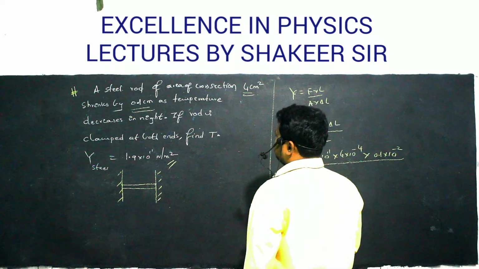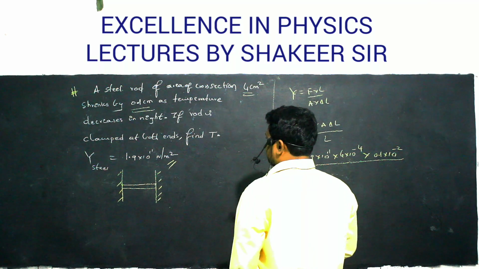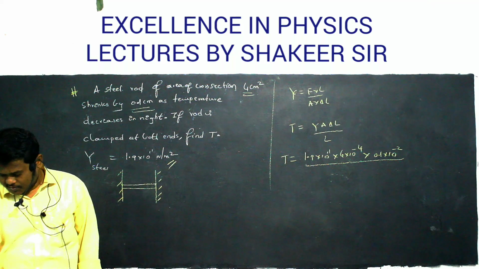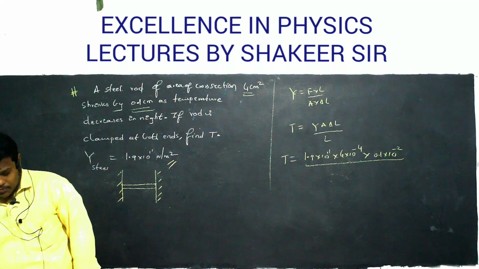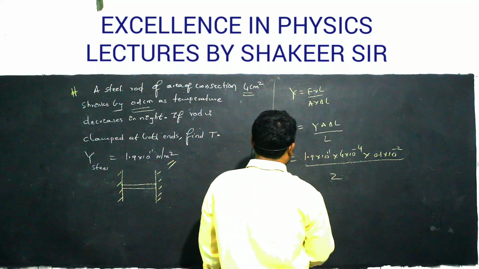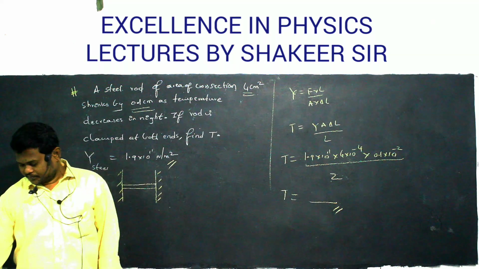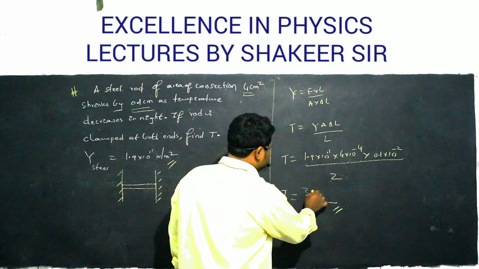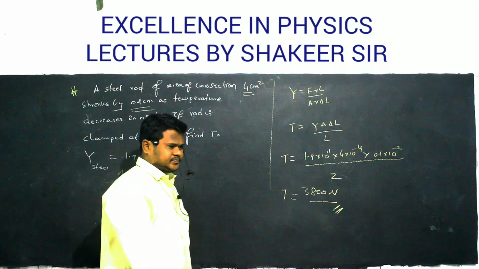Original length is how much? Length of this rod is how much? 2 meters. Length is given as 2 meters. Clear, ma? So do this calculation, that will be our answer. That's all, no? So the answer which you should get is 3,800 newtons.